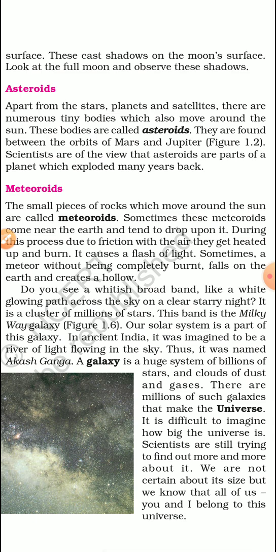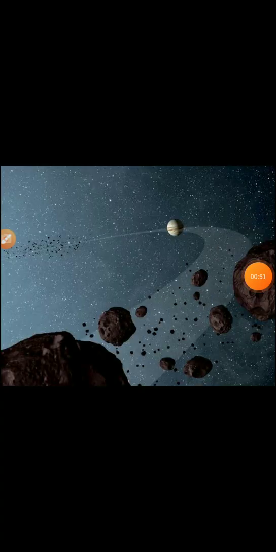Apart from the stars, planets, and satellites, there are numerous tiny bodies which also move around the sun. These bodies are called asteroids. They are found between the orbits of Mars and Jupiter. Scientists are of the view that asteroids are part of a planet which exploded many years back.